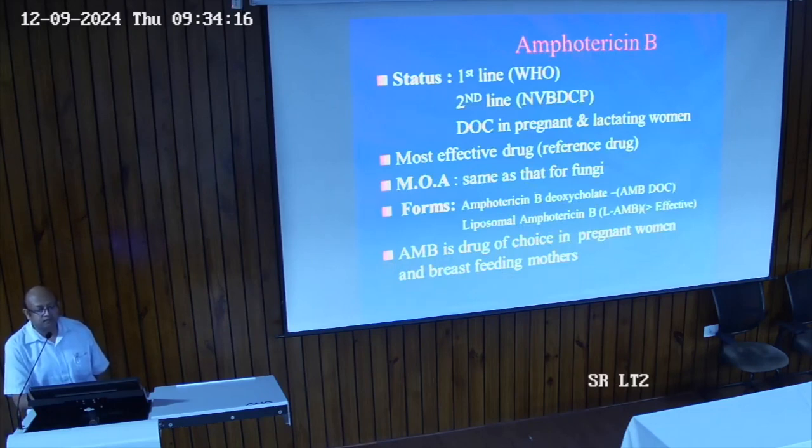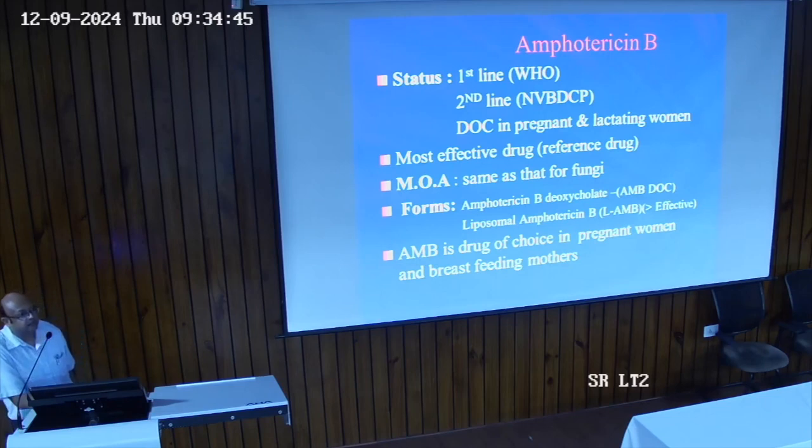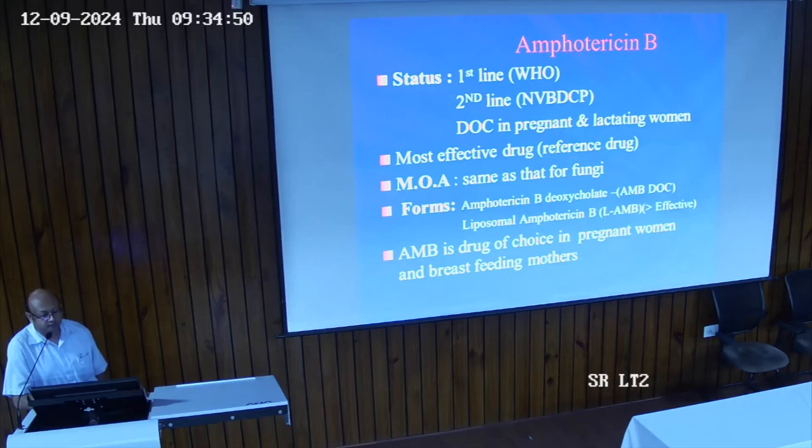Amphotericin B is an important drug which is available and which is given. It is the first line drug as per WHO, and second line drug in the National Vector-Borne Disease Control Program. It is also the drug of choice in pregnant and lactating women. The most effective drug while treating leishmaniasis is amphotericin B, and it appears in two forms.